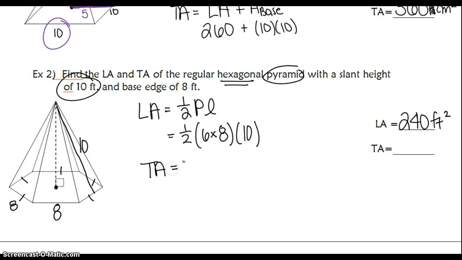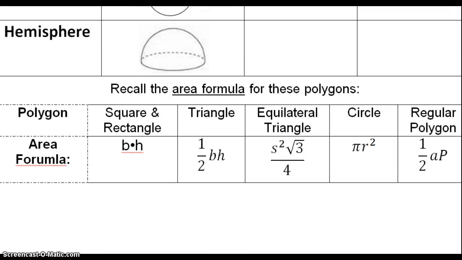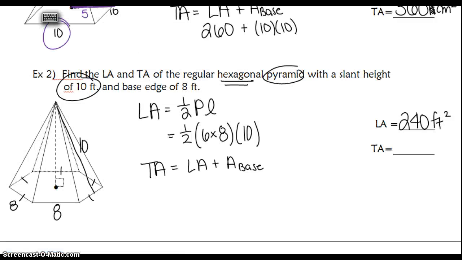For TA, total area, we need the lateral area plus the area of the base. Now here's where you want to go back to your formula sheet, and remember, all the way down at the bottom, we have all these lovely formulas. And remember, right over to the right, we're looking at a regular polygon. So we need that formula, 1/2 A times P.